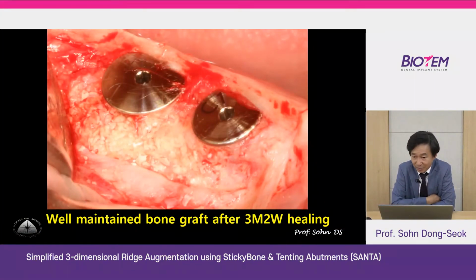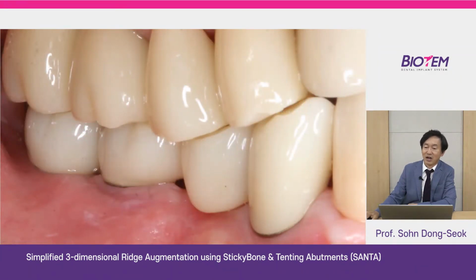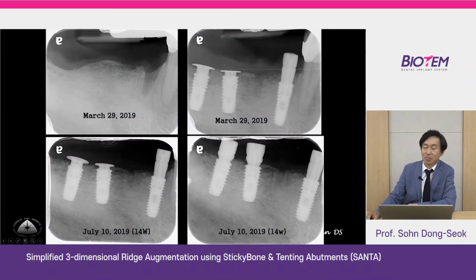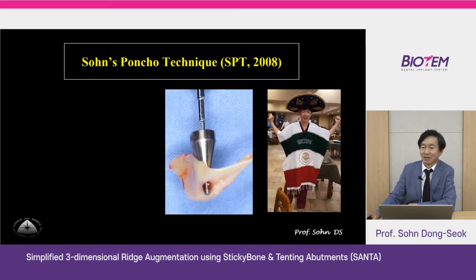After 3 months, 2 weeks of healing, the wound was exposed again to evaluate the bone formation. Wow, look at the very beautiful ridge augmentation. There is no migration during the healing period thanks to Santa. The final restoration was delivered. This is pre-op. This is an X-ray after uncovering. This is at 6 months of loading. You can see the very stable marginal bone after vertical augmentation with the Santa.